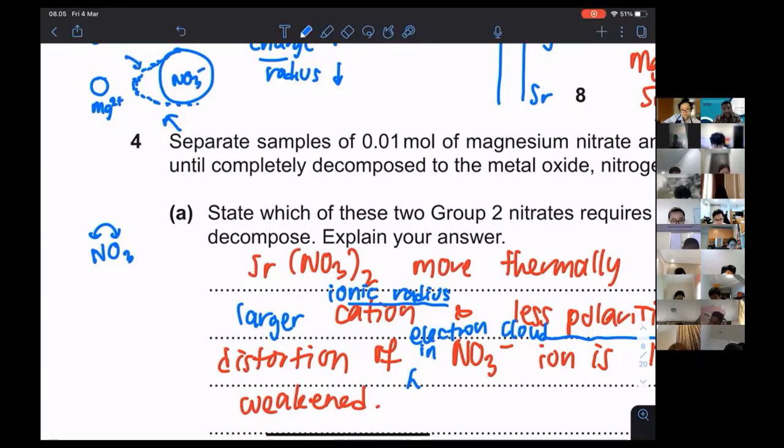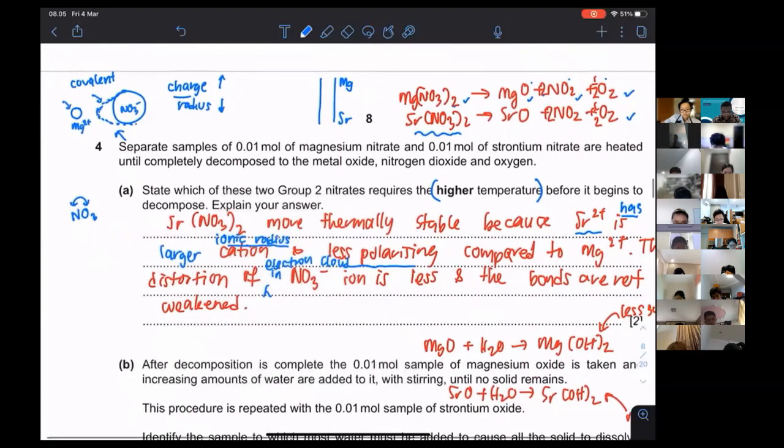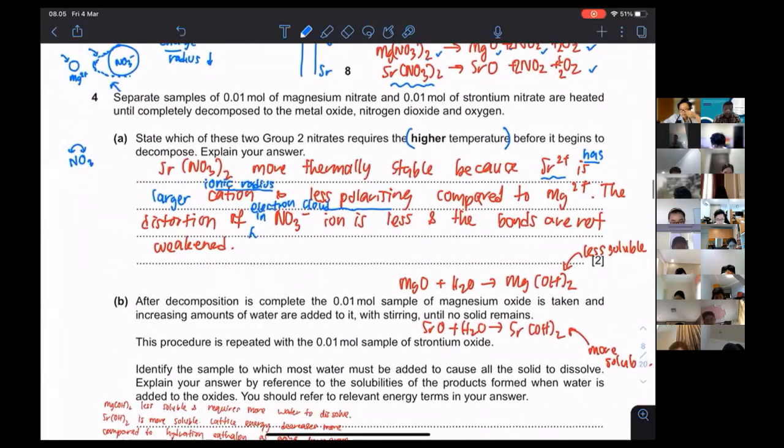The electron cloud is distorted, and therefore we use the term polarizing for the cation. But when you refer to the anion, we say distorted. Don't use the term polarized. The electron cloud is distorted, and the bond between nitrogen and oxygen is weakened and more easily broken. Therefore magnesium nitrate is easier to decompose. You just need to explain using that.